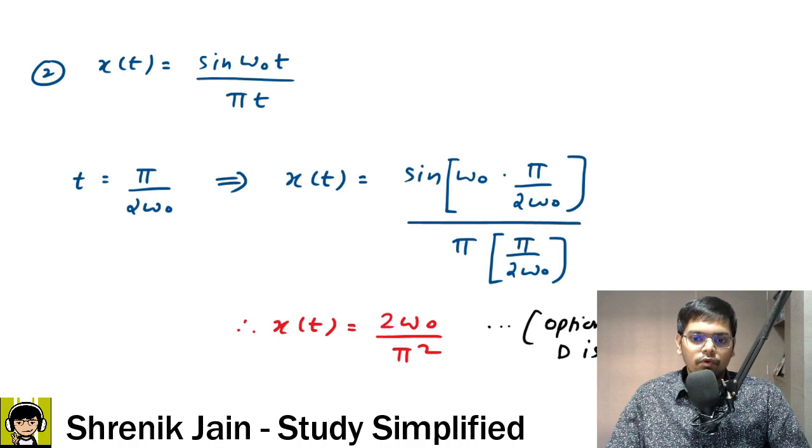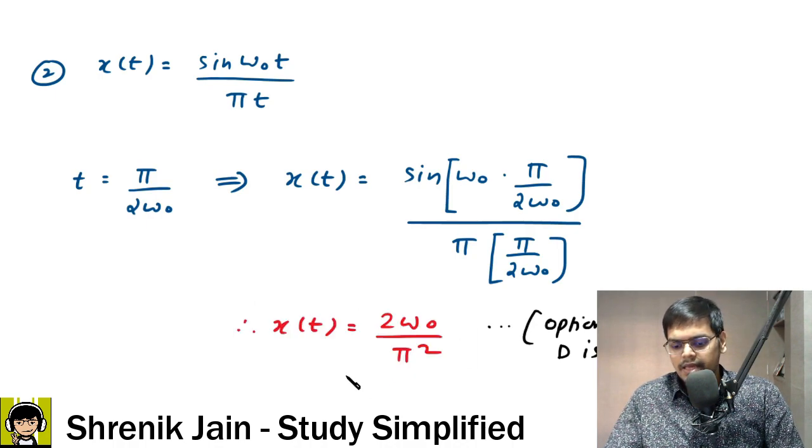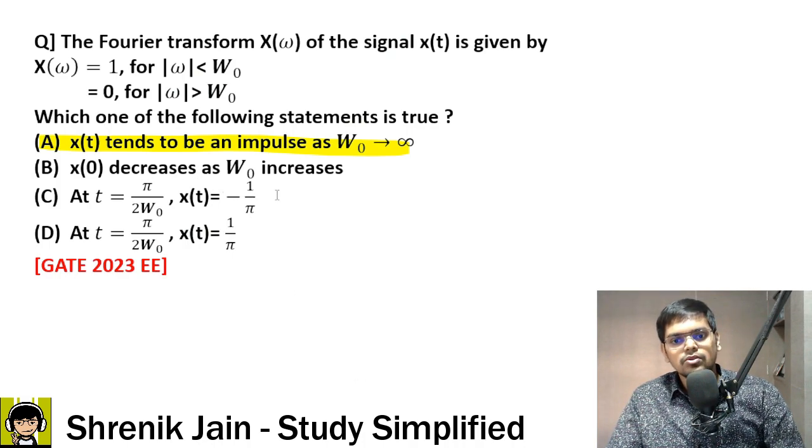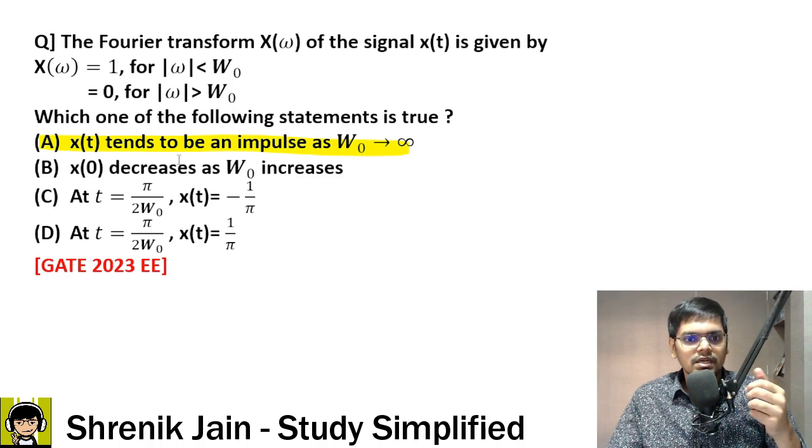So now we can move forward and we can investigate. Now the investigation part is, check it out, I guess they were saying that x of 0 decreases as omega naught increases is one of the options. The other statement, x of t tends to be an impulse as omega naught tends to infinity.